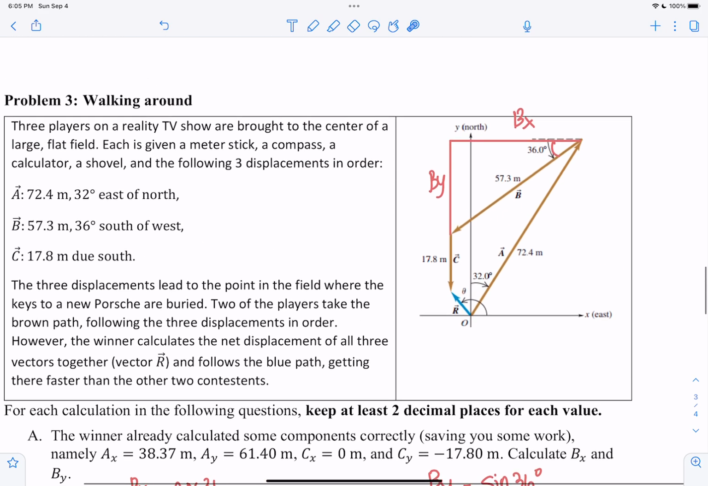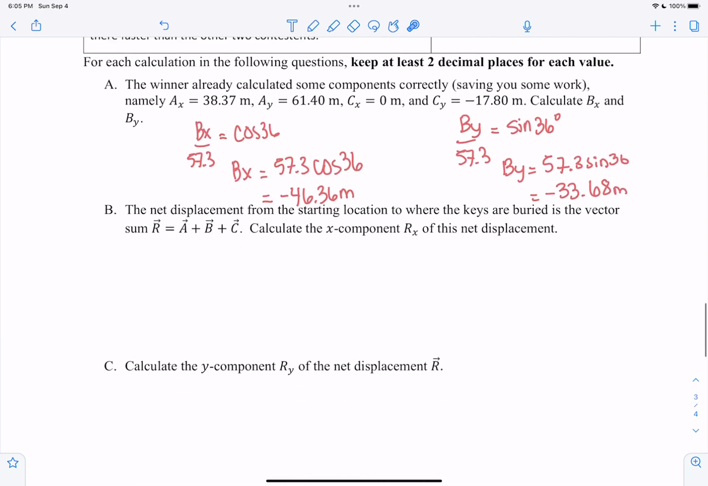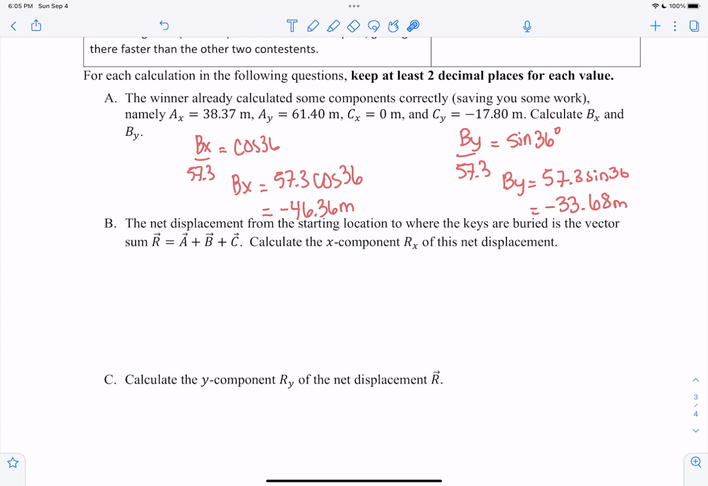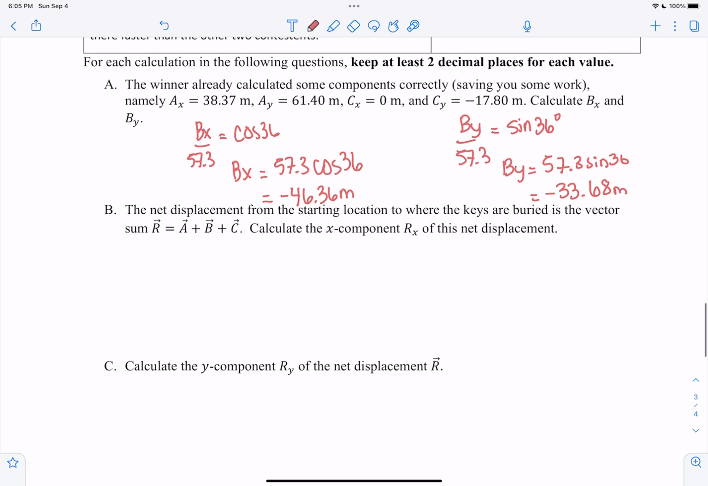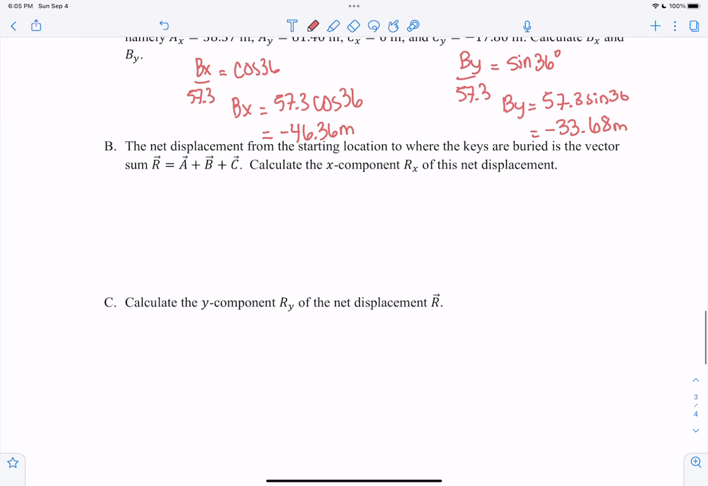And the reason why it's sine is because we have here your hypotenuse, right? You have your angle. This by is opposite to the angle, and so opposite over hypotenuse should give you sine. So it should be negative 33.68 meters. Let me know if you guys got that as well. You did? Okay, cool. Sounds good.